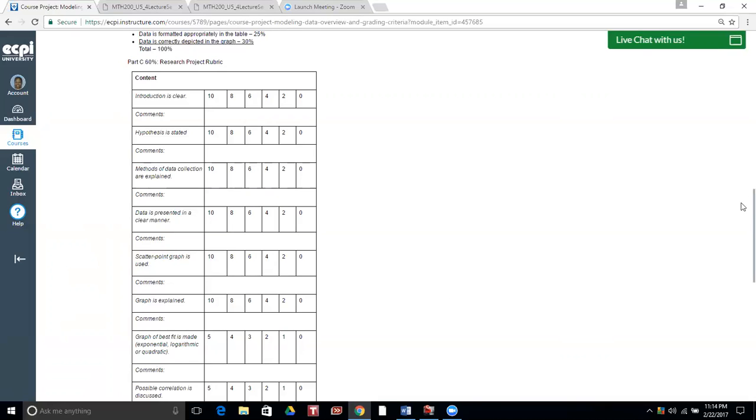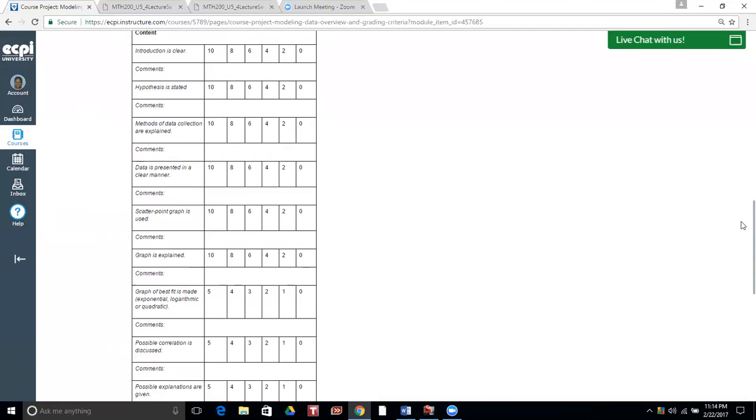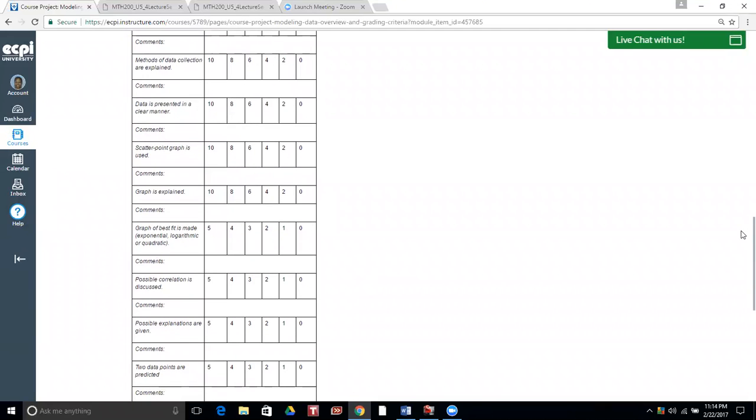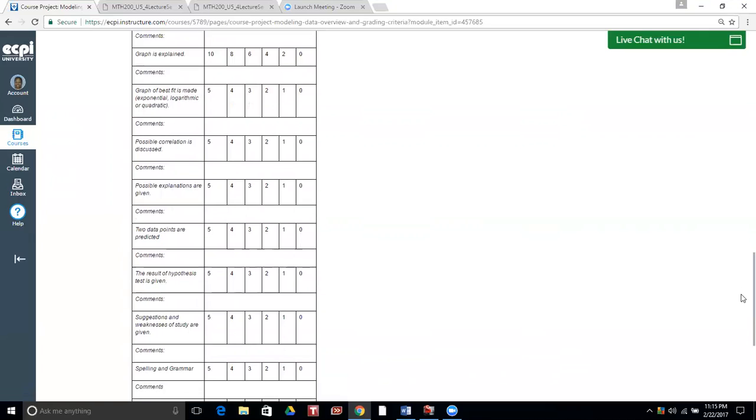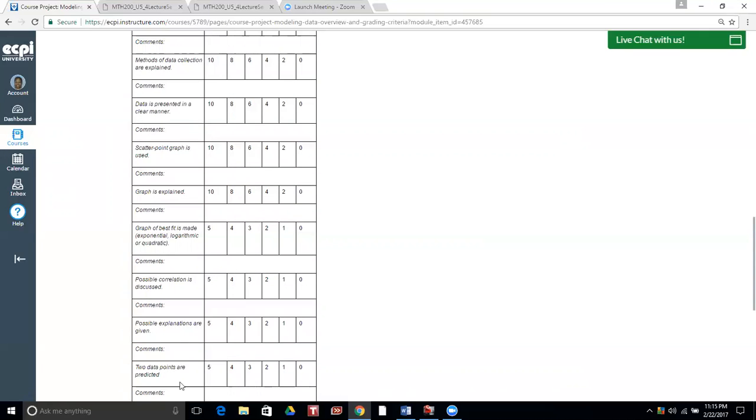The key is to look for a nonlinear relationship, not a linear one. Your college algebra class dealt with the linear, so we're dealing with nonlinear equations. And then once you have your graph and your data, you will derive that nonlinear equation to represent your data. And then you make predictions. Predict two points using the equation that you derived. And then give the results of your hypothesis.